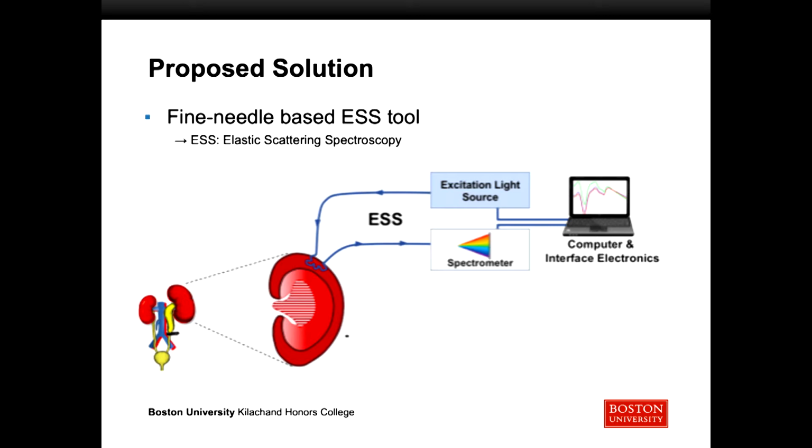This pattern is received by our device and transmitted to a spectrometer, which measures the properties of this scattered light pattern for us to analyze. This measurement is outputted as a 2D plot of light intensity over the 300 to 900 nanometer light wavelength region.